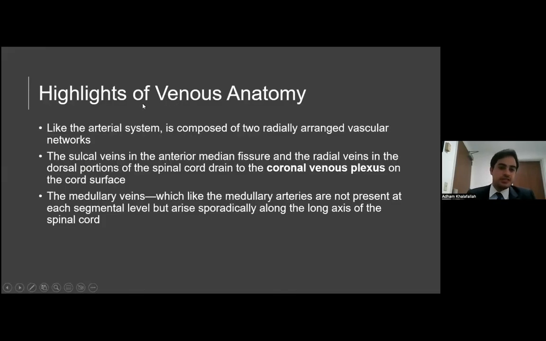Like the arterial system, it's also composed of 2 radially arranged vascular networks. Sulcal vein is in the anterior.